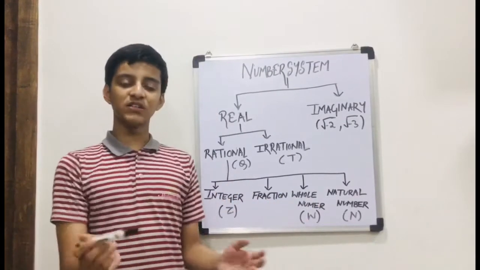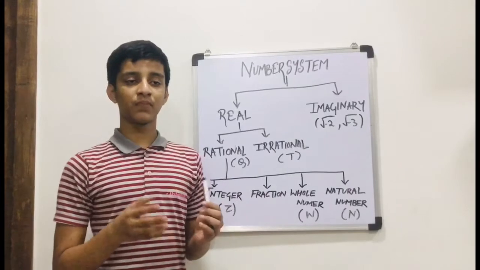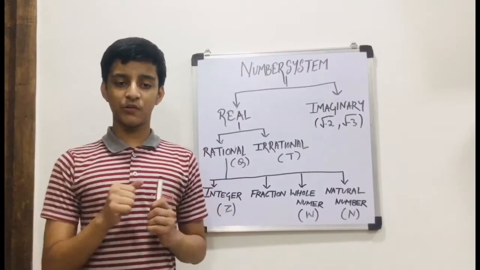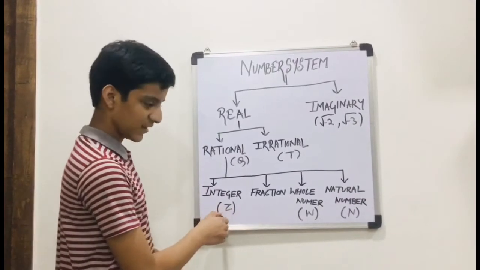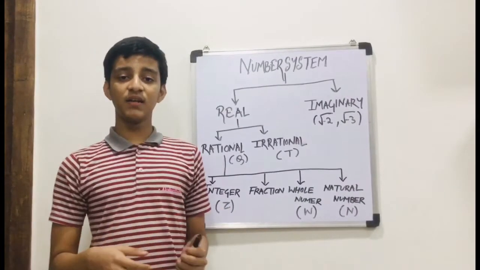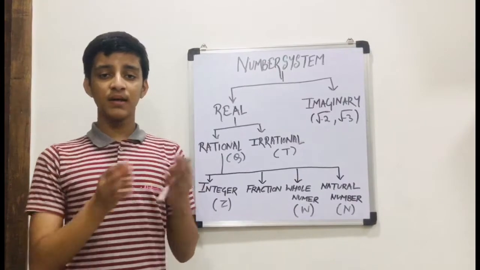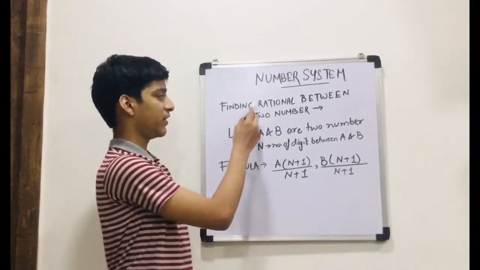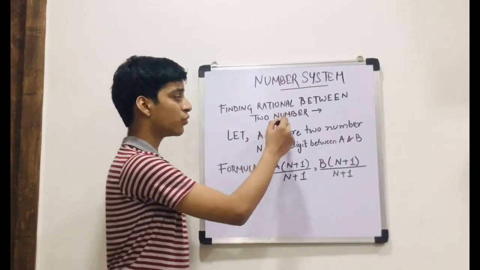Fraction. Fraction are those rational numbers which can be represented in p by q form. And last one is integer. Integer comprises of positive numbers, negative numbers and 0. So now I will be telling about how to find rational numbers between two numbers.